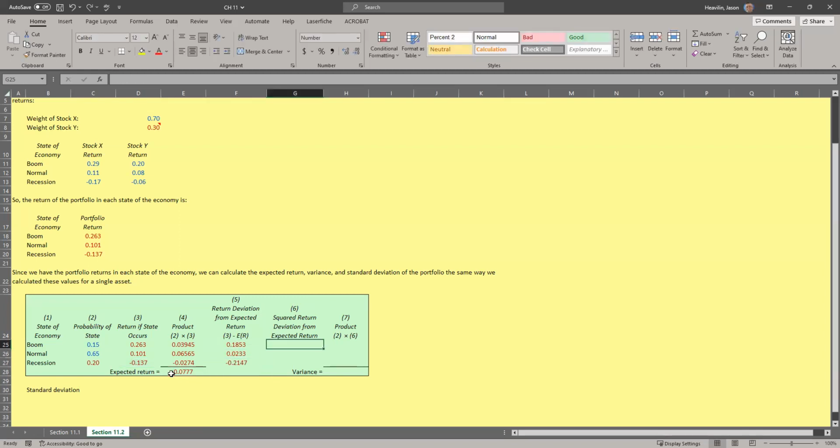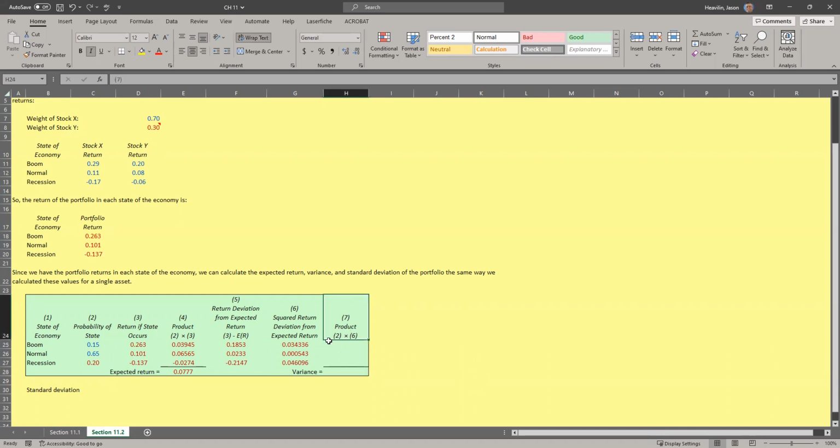Okay, now we're going to use these values to get column 6. Now column 6 is simply the square of column 5. That's what it's telling you: square the return deviation from expected return. What they're saying is square column 5. So we're just going to go ahead and multiply by itself. And those are the squares. We're going to use those to apply the weight on it, which is the probability. And then we're going to add them together to get the variance.